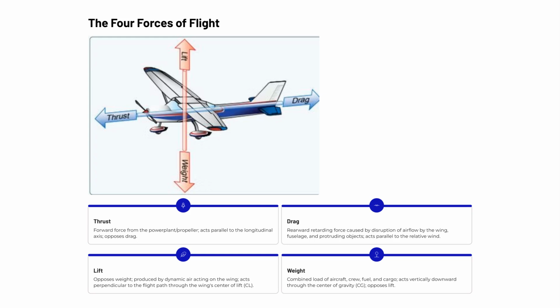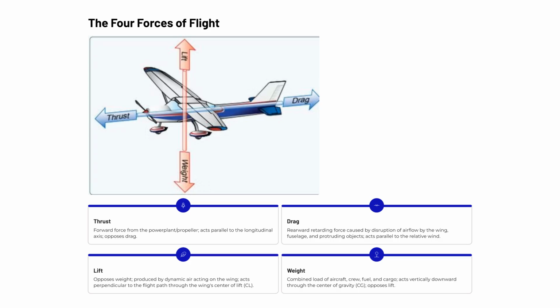Every aircraft in flight is subject to 4 fundamental forces, and understanding how they interact is essential to understanding flight itself. These forces are thrust, drag, lift, and weight. Thrust is the forward force generated by the power plant and propeller. It acts parallel to the aircraft's longitudinal axis and works directly against drag.